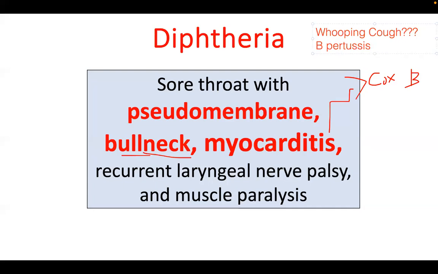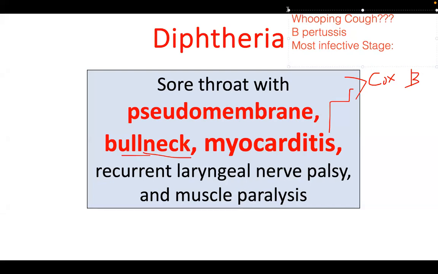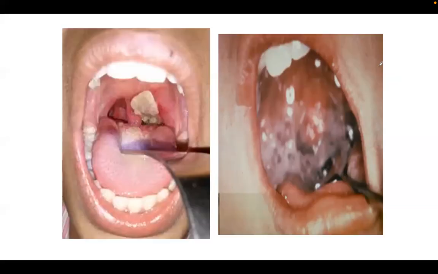Okay. And what is the most infective stage? What is the most infective stage? This disease has 3 stages, which is the most infective? Okay. Catarrhal. So please take note of that. Now next, so here, that's your grayish pseudomembrane there. Careful because it might bleed, might cause asphyxiation.